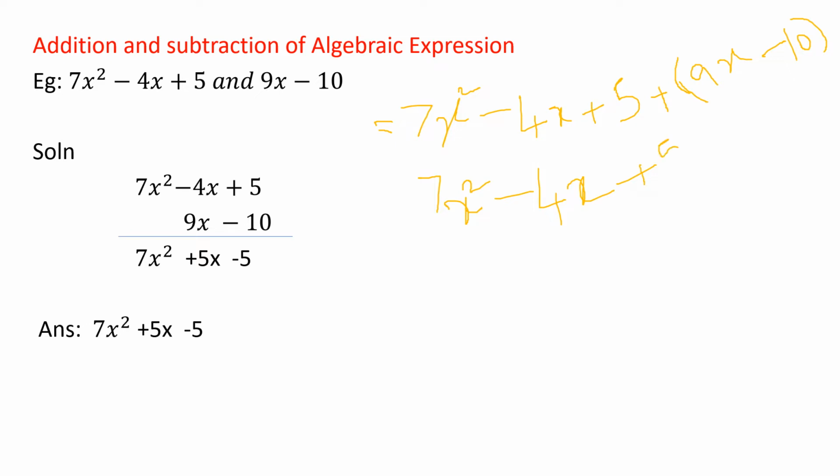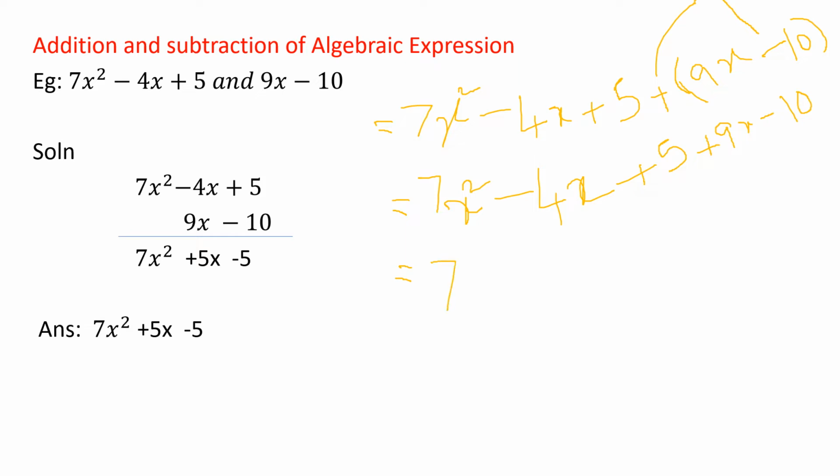Then I want to remove the bracket, right? No symbol means it is positive, right? So plus into plus is plus, plus 9x, then plus into minus is minus, minus 10. Then what will you do, children? You will bring all the like terms together. Then you will do the addition operation, right?